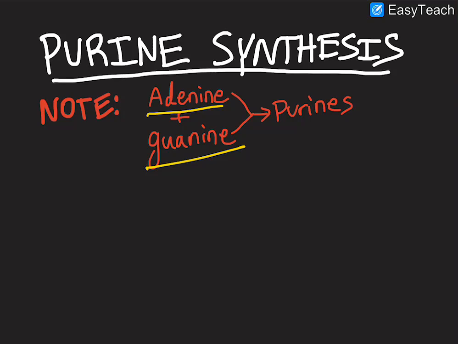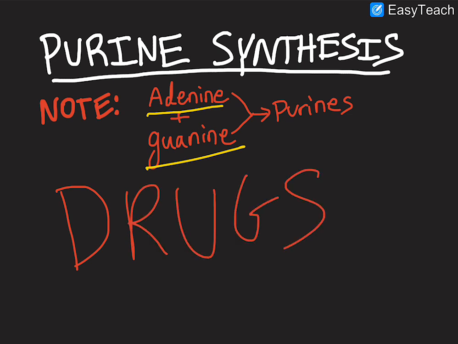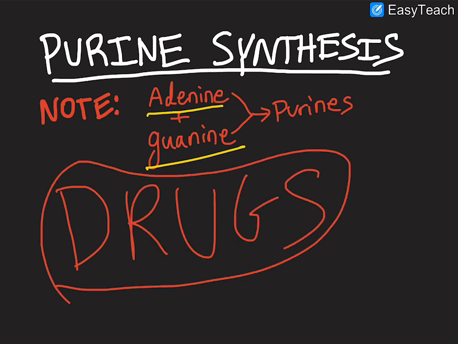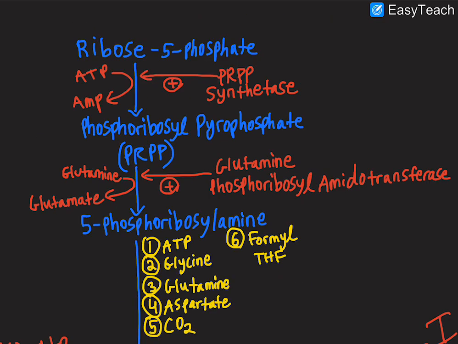Alright guys, welcome back to Underground Science, and in this video we're going to be talking about purine synthesis. Specifically, we're going to be talking about drugs that are involved in purine synthesis, okay? Because there's a lot of drugs that inhibit certain enzymes in purine synthesis. Alright, so let's go and get started.